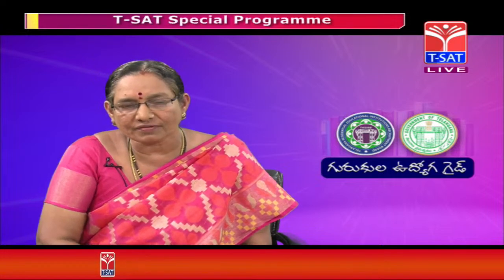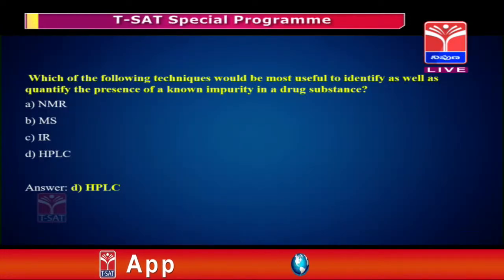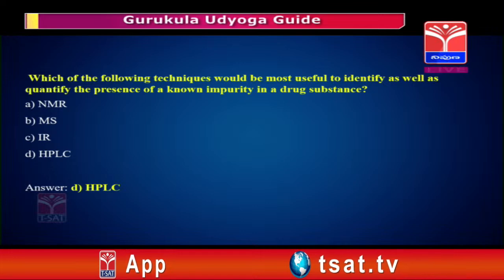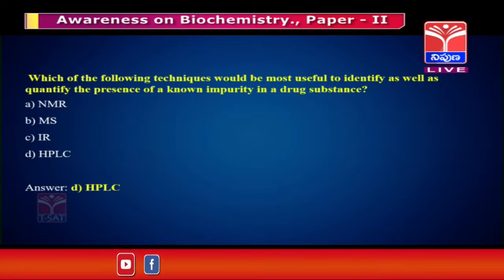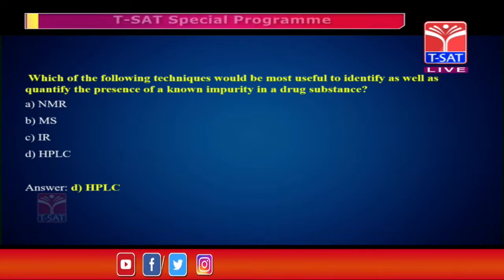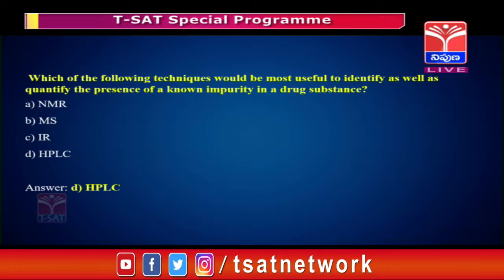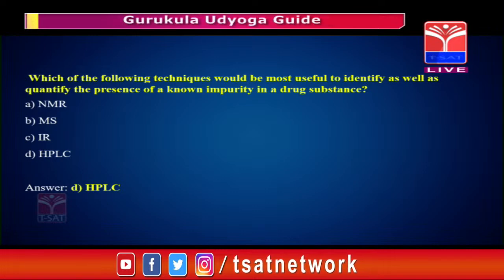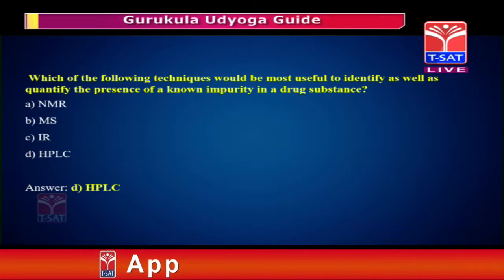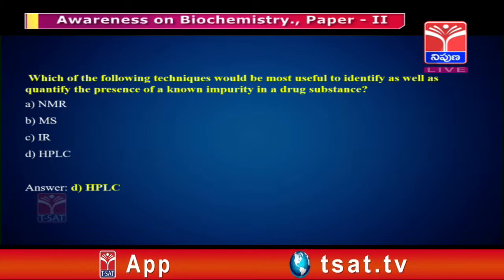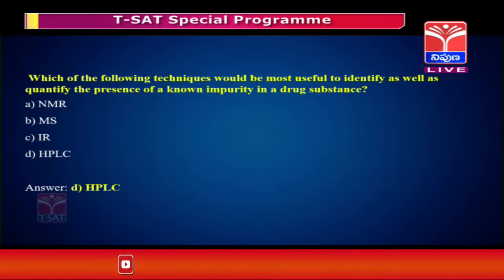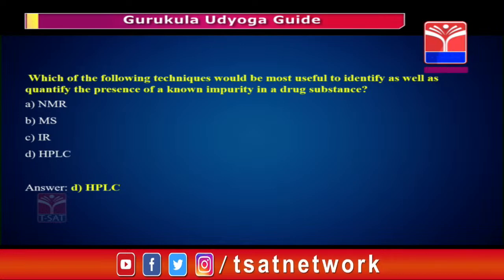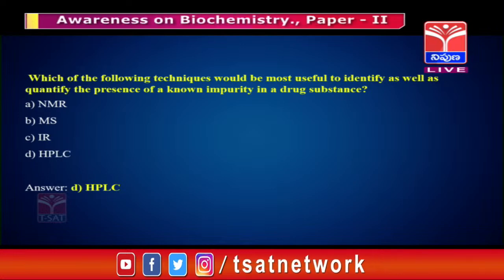Now another question from this unit could be something like this: which of the following techniques would be most useful in identifying as well as quantifying the presence of a known impurity in a drug substance. Here again, if you are familiar with each technique and its application, then you will easily rule out options. NMR is for structure prediction. Mass spectroscopy is also for structure prediction, and sometimes you can also go for molecular weight determination.